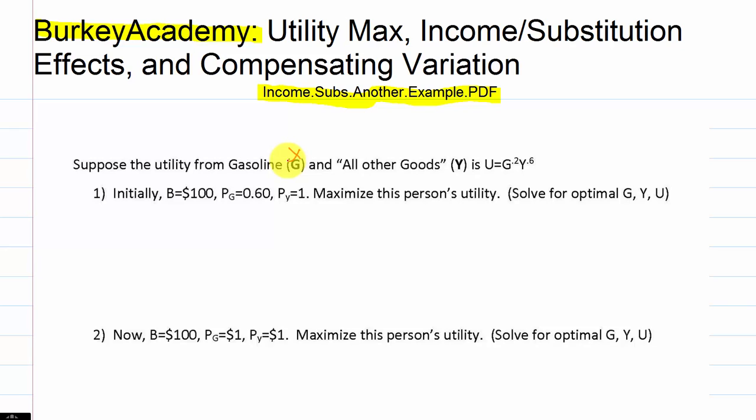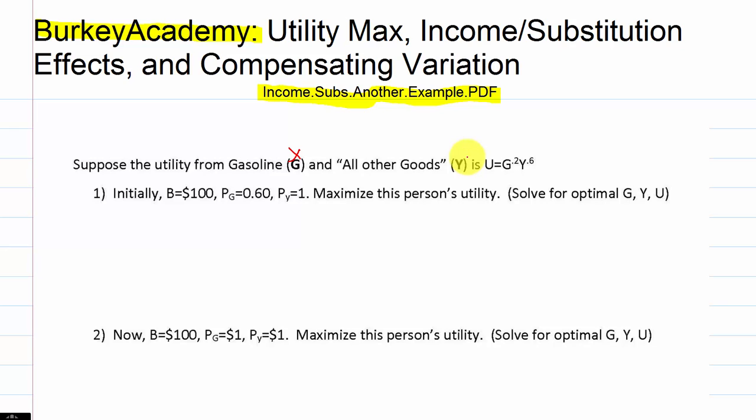This is a typical example where you don't want to look at two goods. You want to analyze and focus on one good, and then all other goods you're going to call, sometimes we call this a numeraire good. Let's assume that everything else costs $1 a piece, and that represents all your other opportunities.